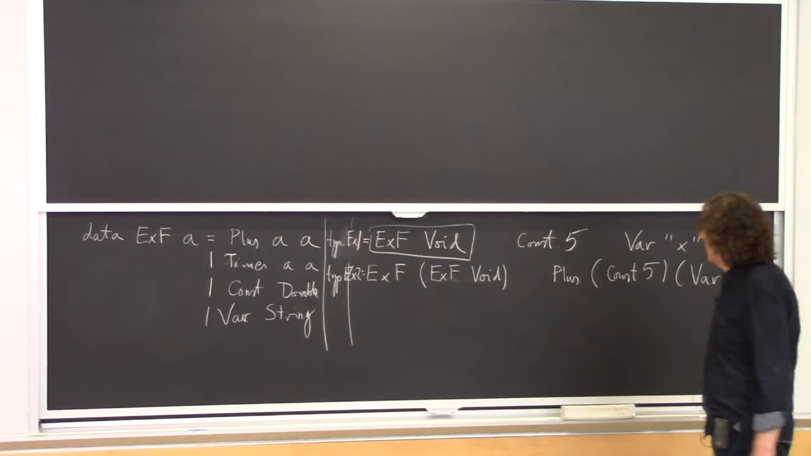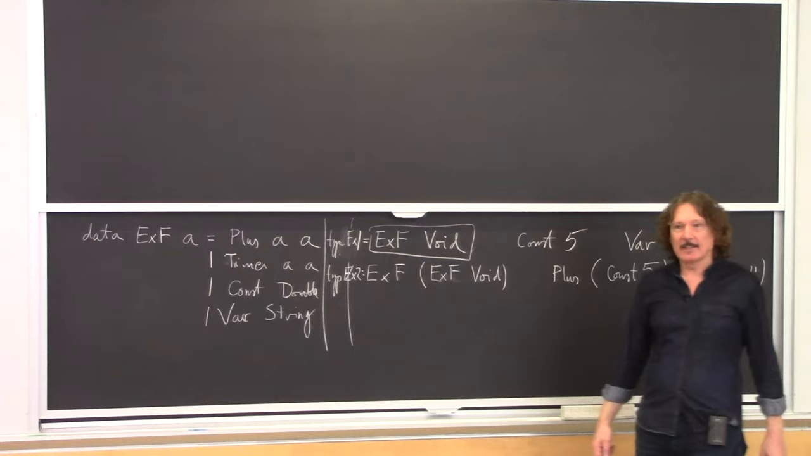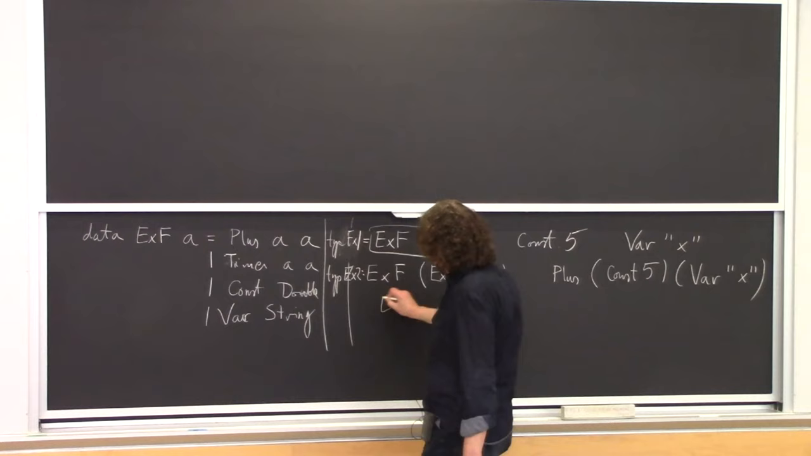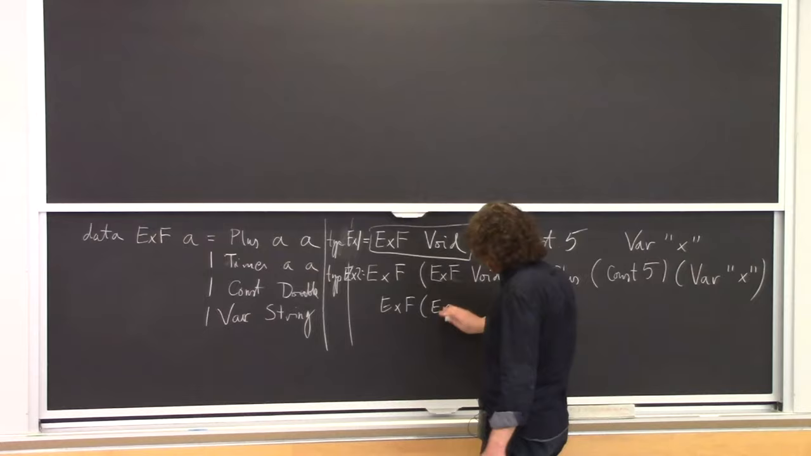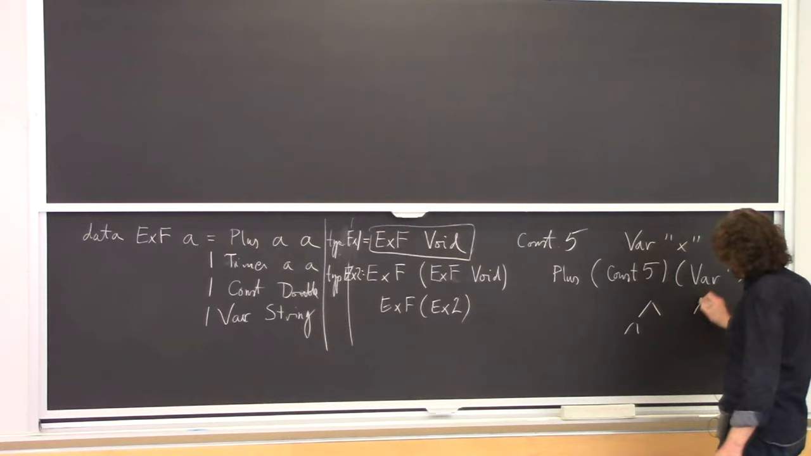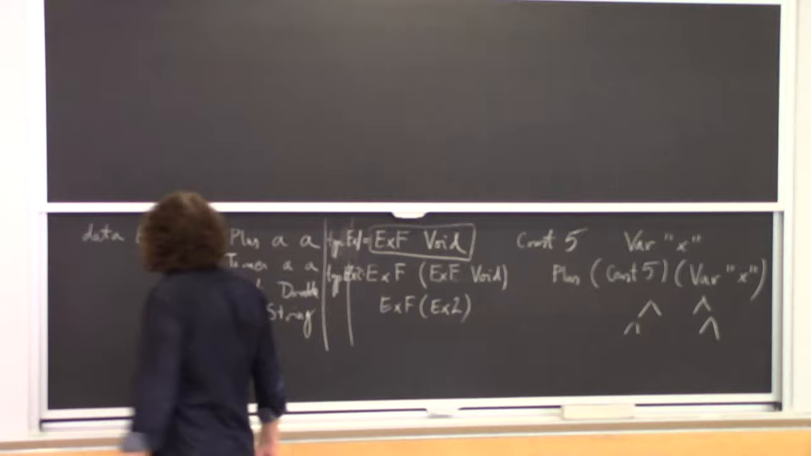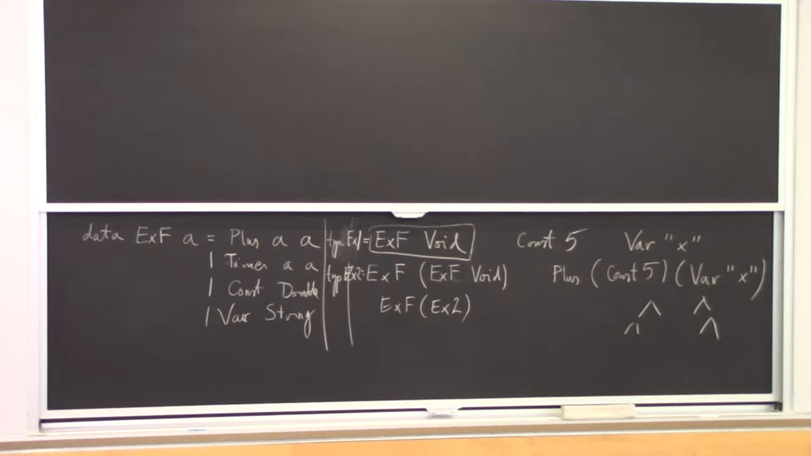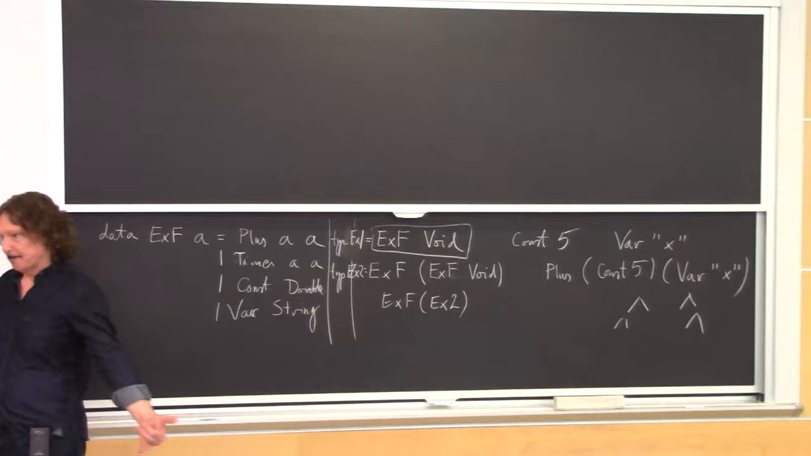But then I'm stuck. I can't go to level 3. If I want to do level 3, I have to apply ExF three times to my previous type. Let's write it as ex2. ExF of ex2 will give me trees that look like this, and so on. In order to write this expression that I started with, I would have to go like 4 levels.